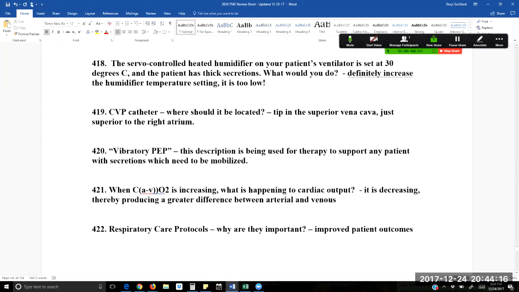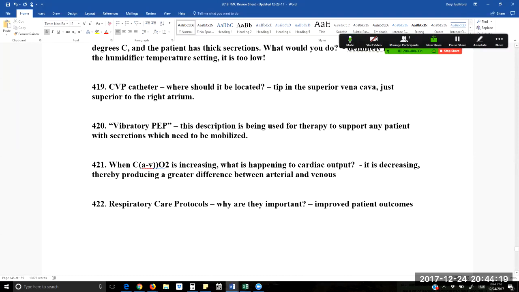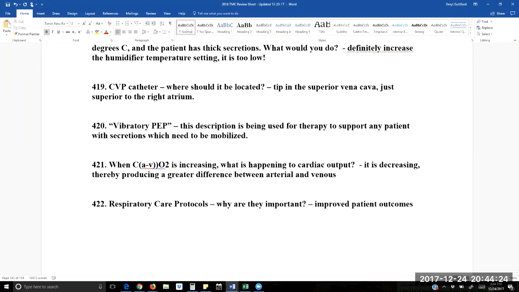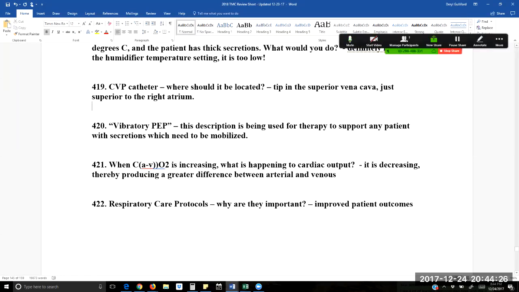The CVP catheter, where should it be located? Well, the tip should be in the superior vena cava, just above the right atrium. You probably knew that, but if you didn't, that's the exact location where the CVP catheter should float, and that could show up on your test. Vibratory PEP is the therapy to support any patient where secretions need to be mobilized. So things like cystic fibrosis, bronchiectasis, chronic bronchitis, any condition where the patient has excessive secretions and we need to mobilize them. That's where vibratory PEP is most helpful.